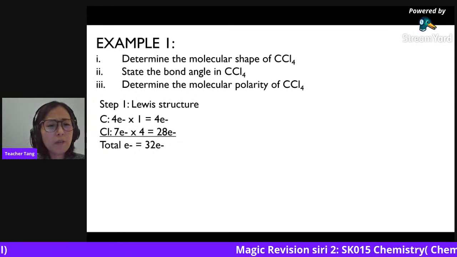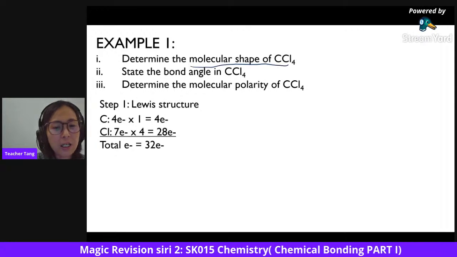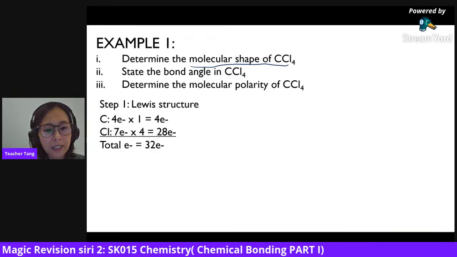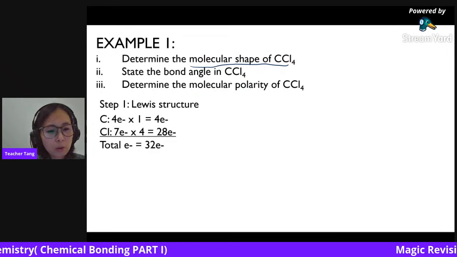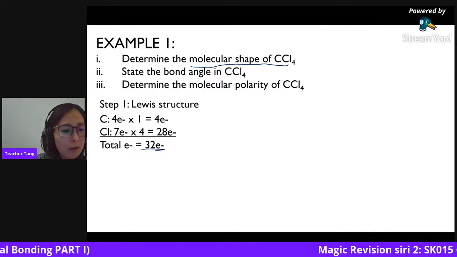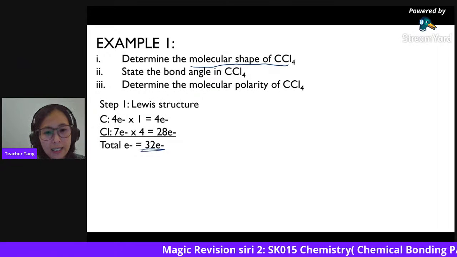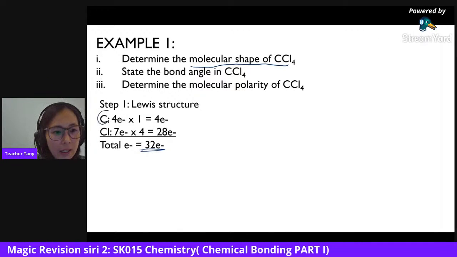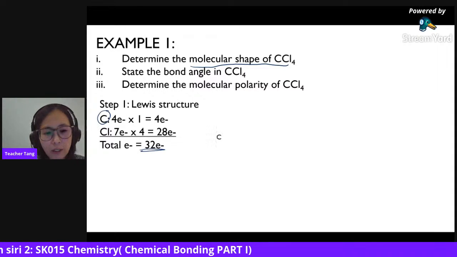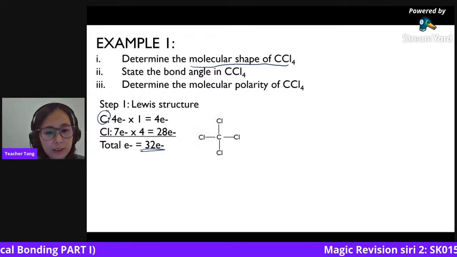If the question asks you to determine the molecular shape, how do you do it? First, draw the Lewis structure. To draw the Lewis structure, you need to calculate the total number of valence electrons and then draw the skeletal structure. Carbon is less electronegative than chlorine, so it becomes the central atom. This is your skeletal structure.